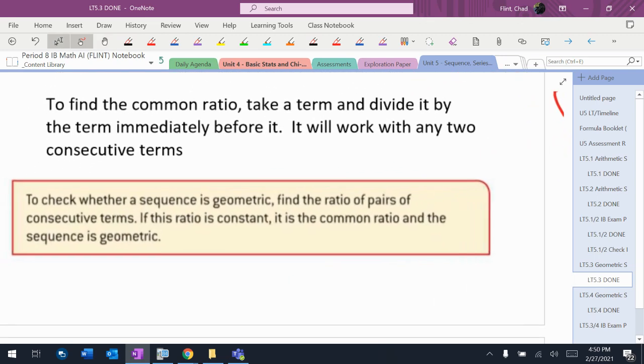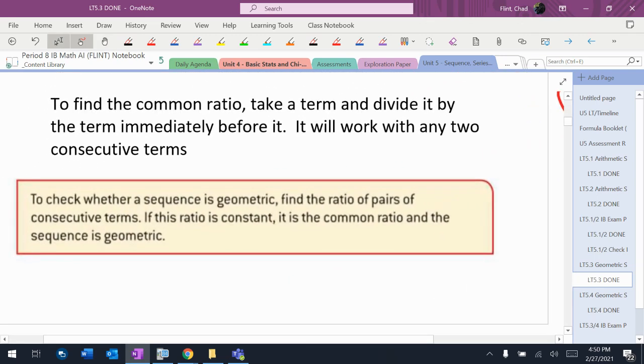So it says to check whether a sequence is geometric, find the ratios of pairs of consecutive terms. If the ratio is constant, then it's geometric. So we'll look at this basically: whatever terms it gives you, take pairs of them and find the ratios for the different pairs, and the ratio has to stay the same for every single pair of consecutive terms.